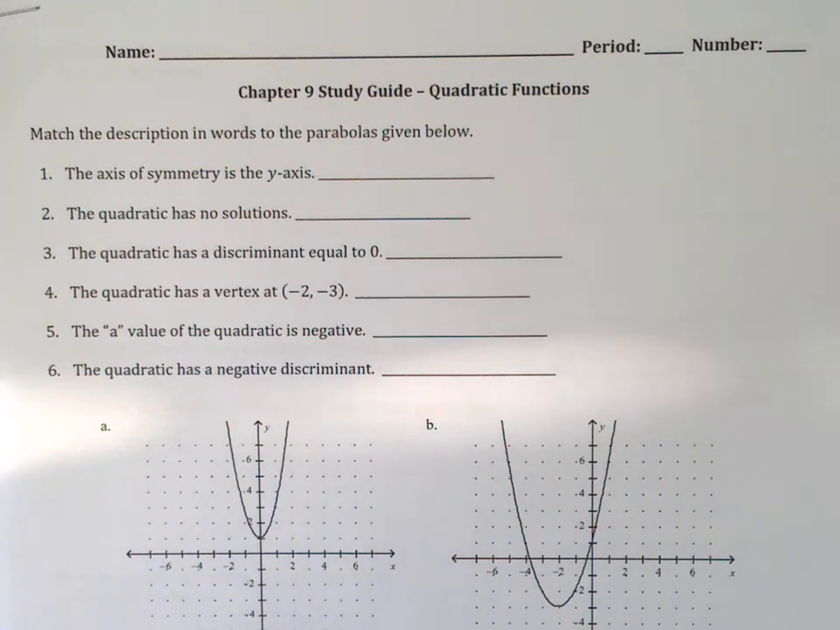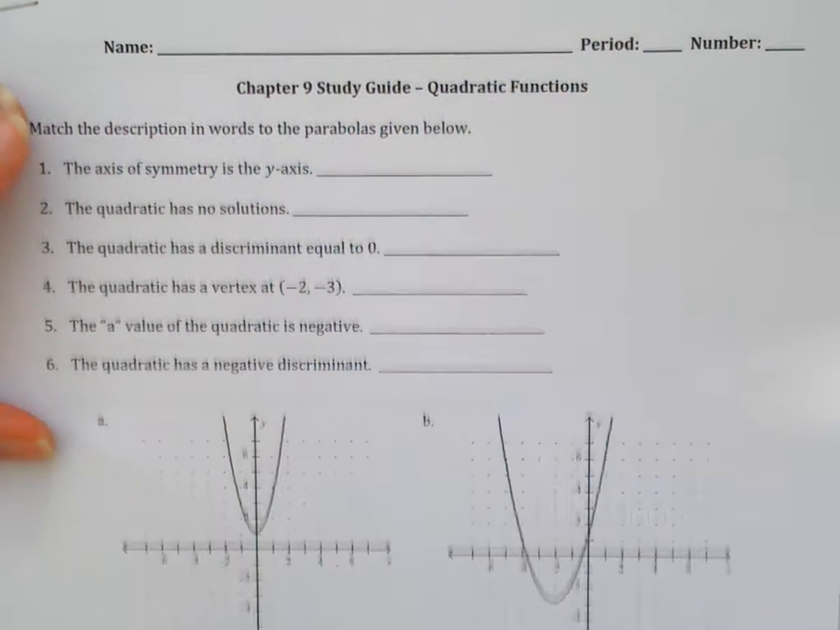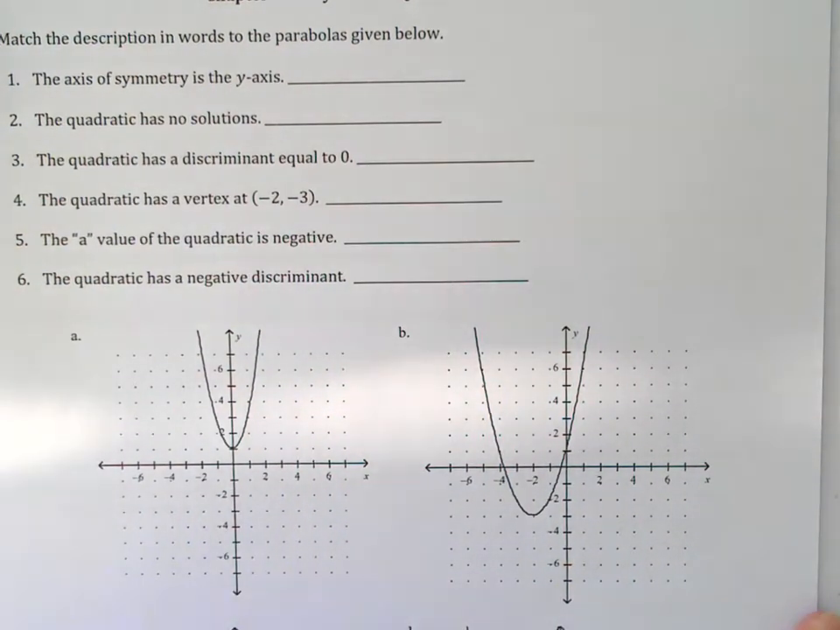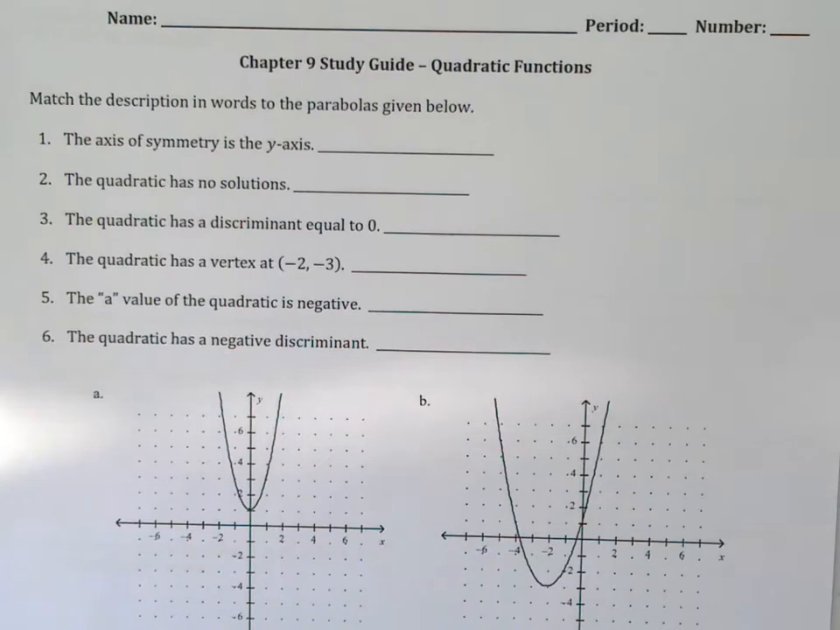We're almost done. So obviously we are doing the Chapter 9 study guide today. So that's our last section. And let's get to it. So 1 through 6 is basically matching what's being set up here to one of the graphs down below, A, B, C, or D. And so let's just start.